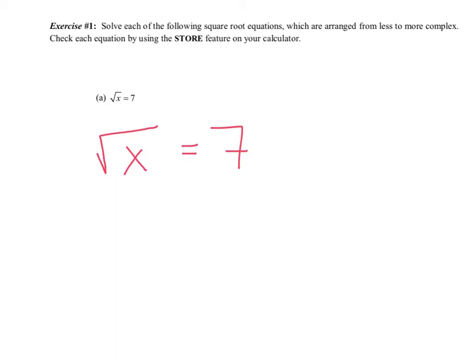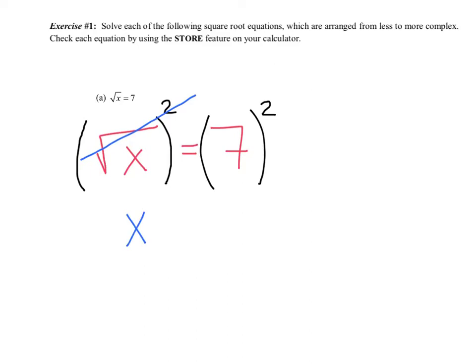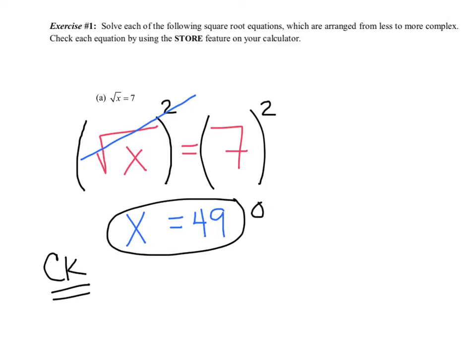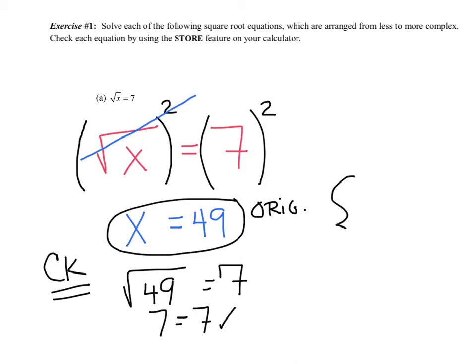So step 2 is to wrap them up, each side in parentheses. And to undo a square root, we are going to square both sides. Now the square and the square root cancel each other out, and you're left with x equals 7 squared is 49. Now, checking is not an option. You have to check to make sure your answer works. So I'm just taking this, and I just want to be clear, we are plugging it back into the original. So I get the square root of 49 equals 7. The square root of 49 is 7. 7 equals 7, and this answer checks. So in our set notation, we are just going to put 49.